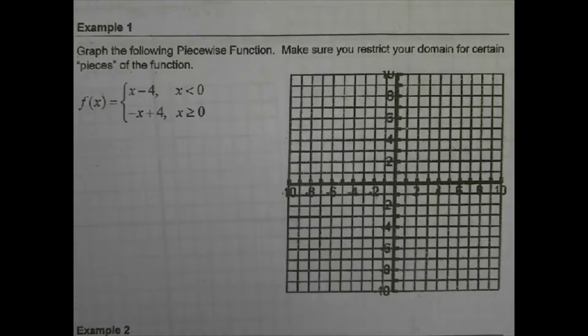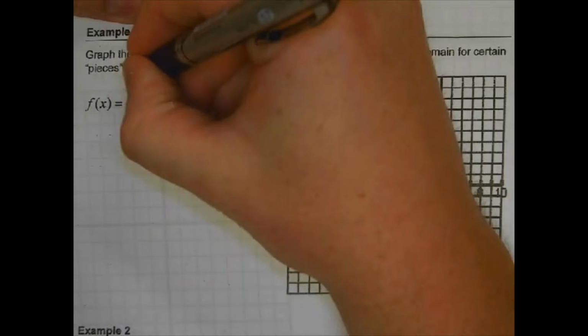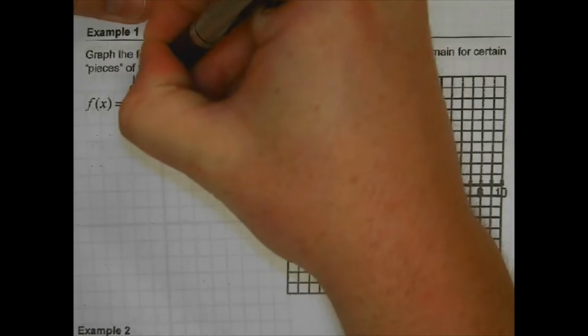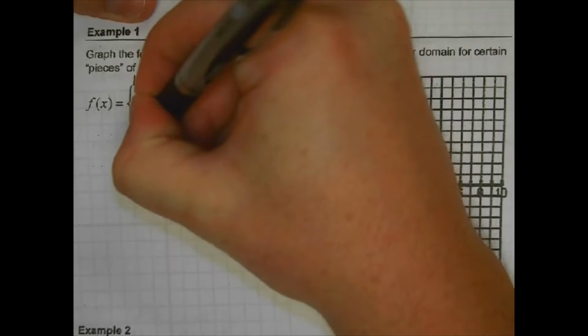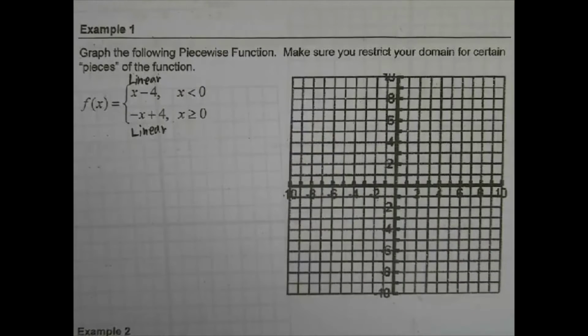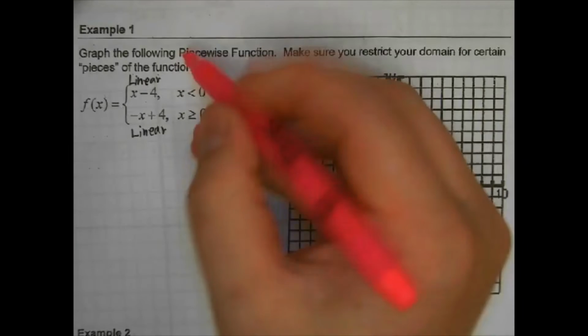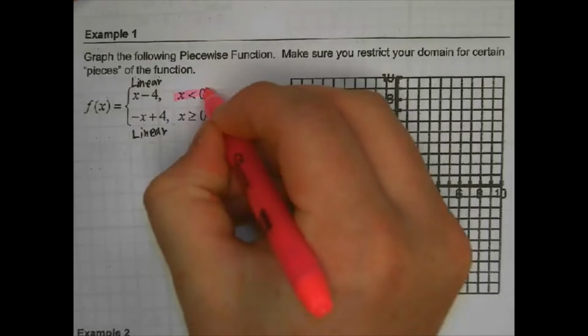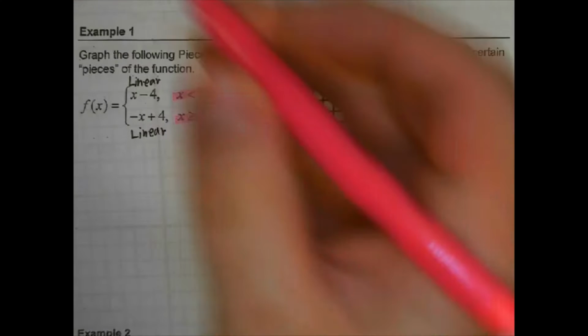In example 1, there are two functions. There are two pieces to this graph. The first function is a linear function. The second function is also a linear function. So I am going to have two lines. Two lines with a certain restriction, that is, x is less than 0 and x is greater than or equal to 0.